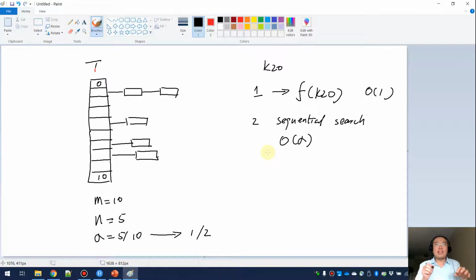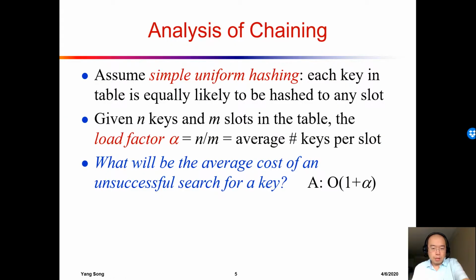So for a search of K20, this is an unsuccessful search, and then we are going to add this part and this part together. So we got O(1 plus alpha) in this case. So this is a proof of why, in an unsuccessful search, the time complexity will be O(1 plus alpha). So let me come back.